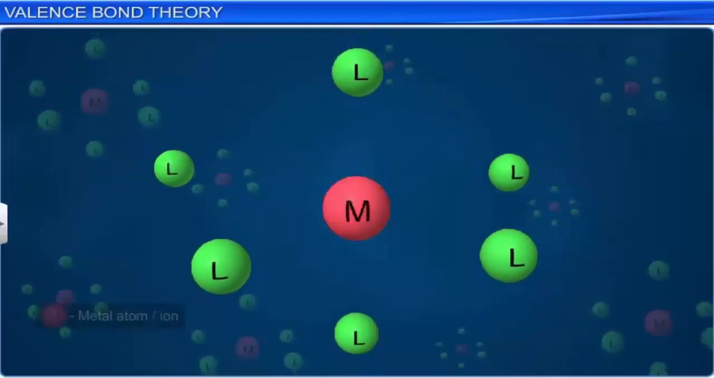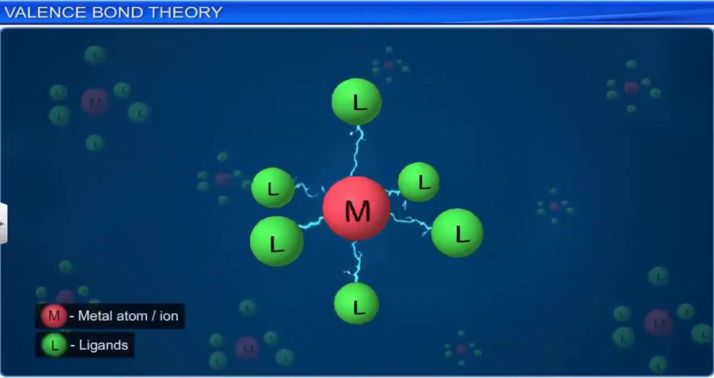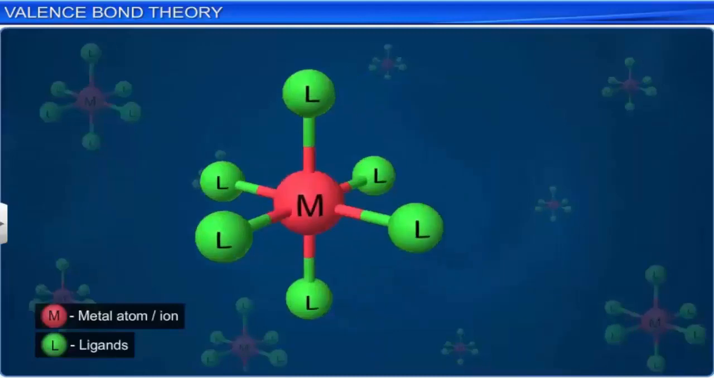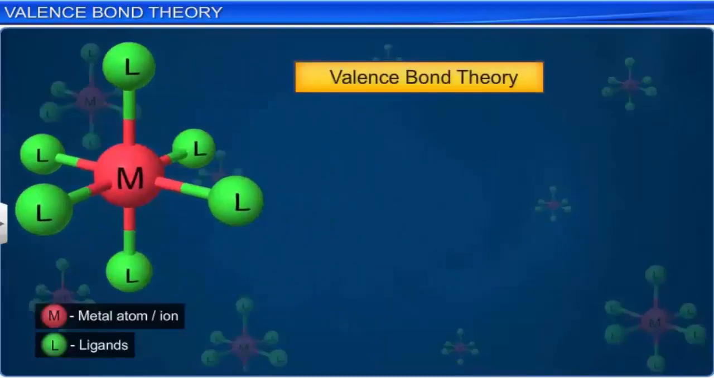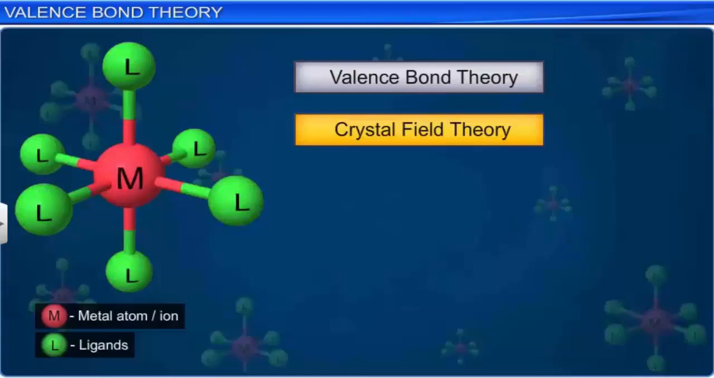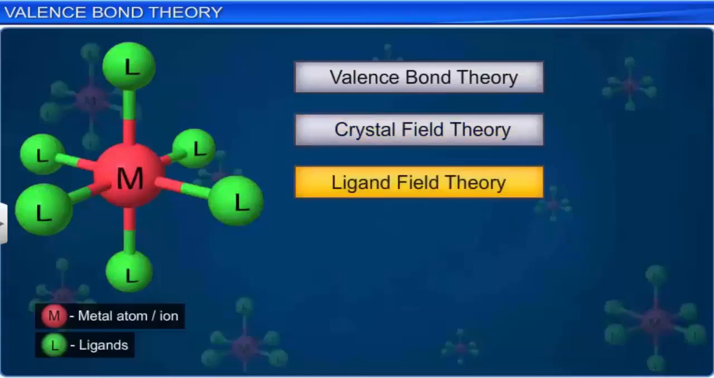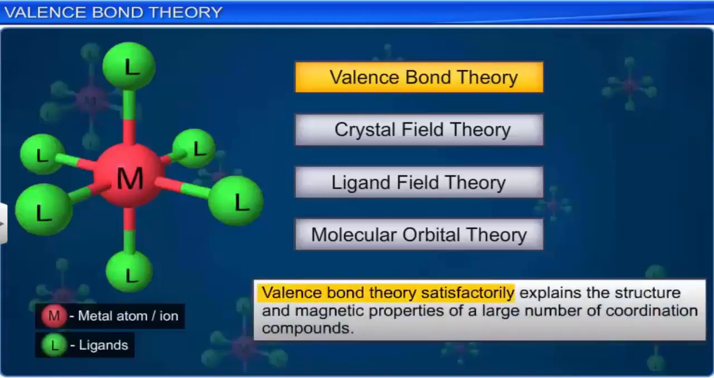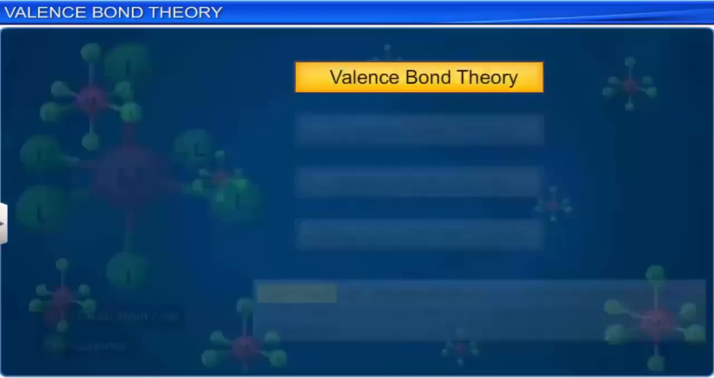To explain the metal to ligand bonding in complex compounds, different theories, such as the valence bond theory, crystal field theory, ligand field theory, and molecular orbital theory were proposed. Among these theories, the valence bond theory is the simplest, which satisfactorily explains the structure and magnetic properties of a large number of coordination compounds. The valence bond theory was proposed and developed by Linus Pauling.